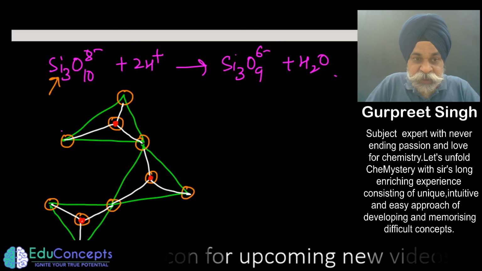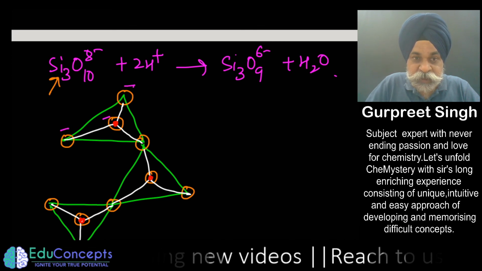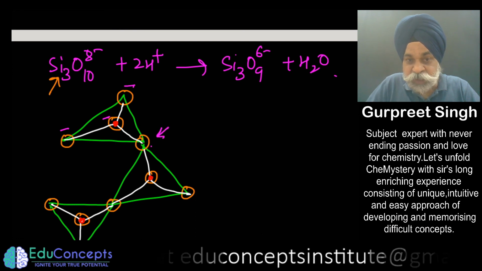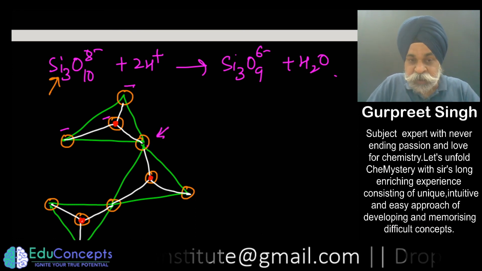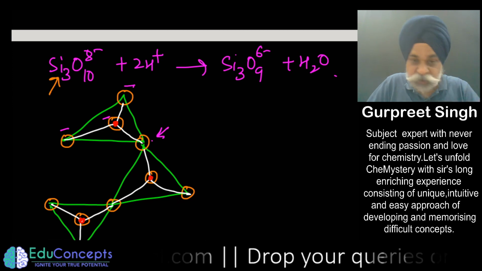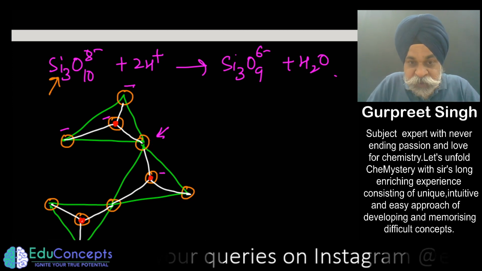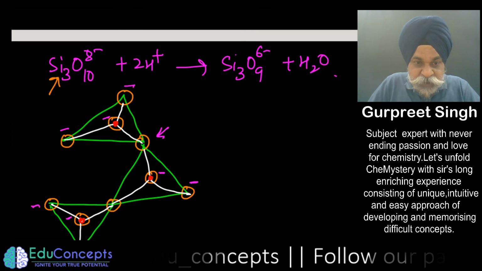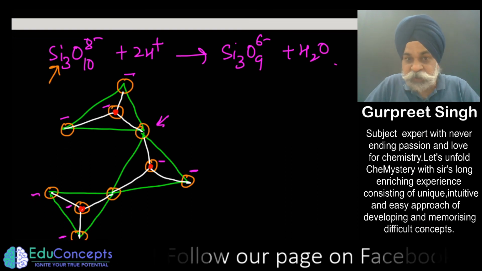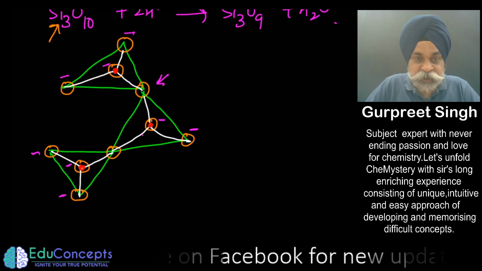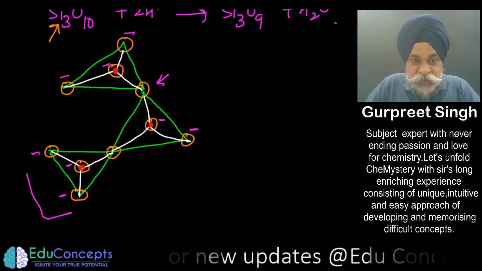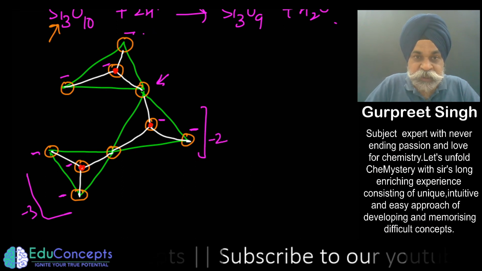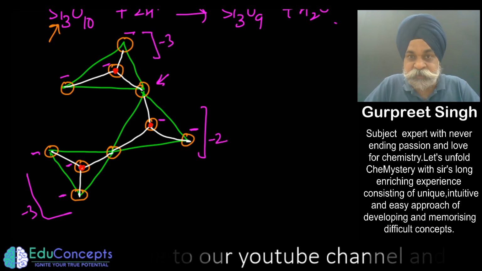So the negative charge is here, here, and here, because this oxygen got joined to two silicons, so its negative charge has got omitted. So the negative charge is still here, still here, still here, and on this. So what you are able to see here is that you have three negative charges here, two negative charges here, and three negative charges on this entity.